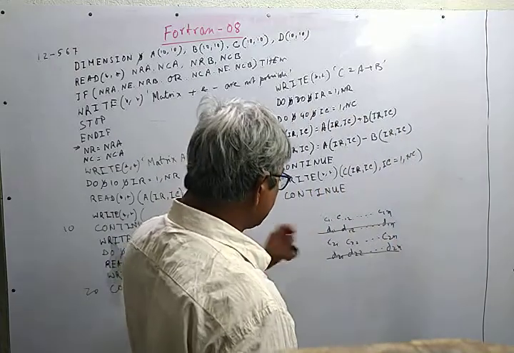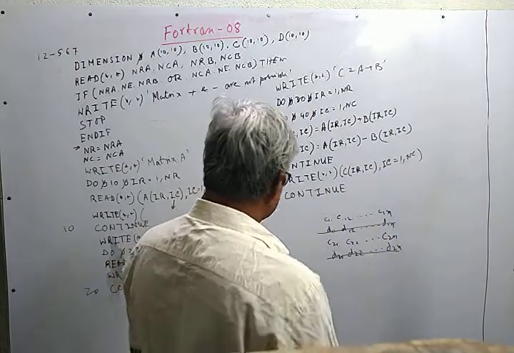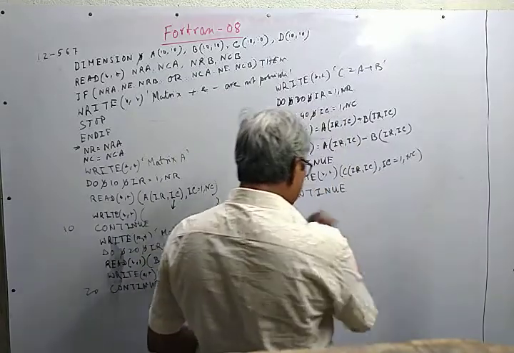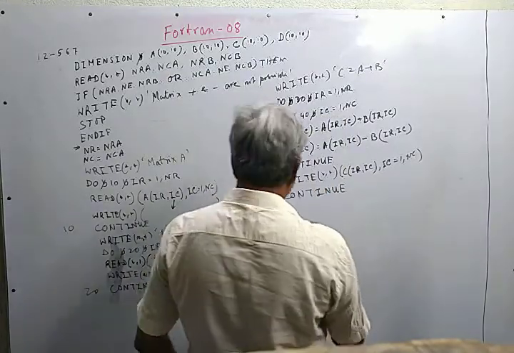So it will write the C matrix in its conventional fashion. Then we come to write the matrix D.